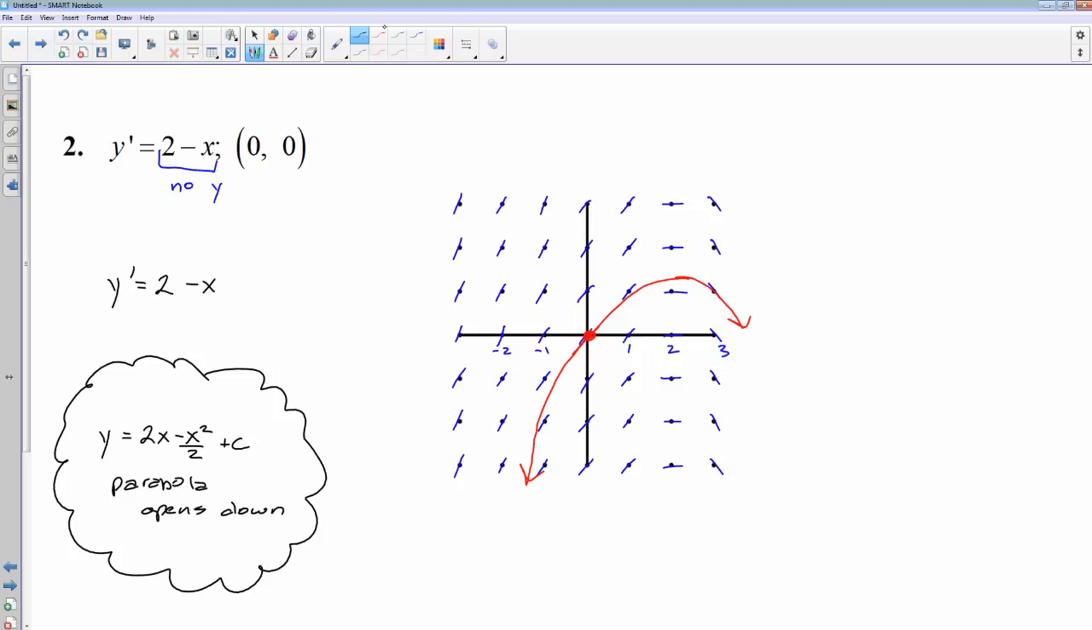Now the plus C, that's some constant, would be a vertical shift. I could shift this parabola as far up or as far down as I want, and it would still follow the general slope field. So there we go. There's a little introduction to differential equations and an explanation of slope fields, and that's great.